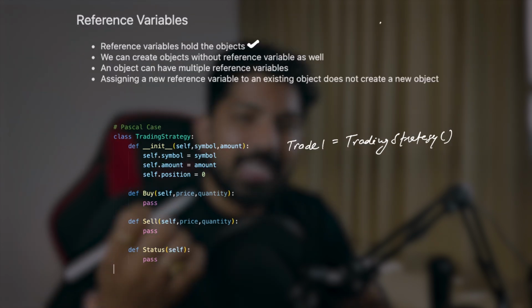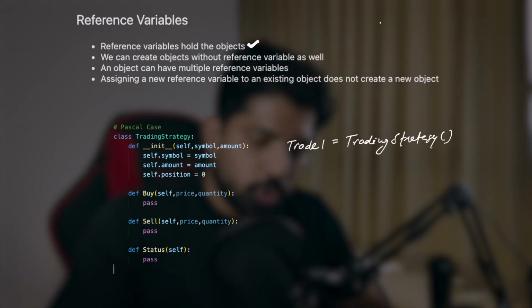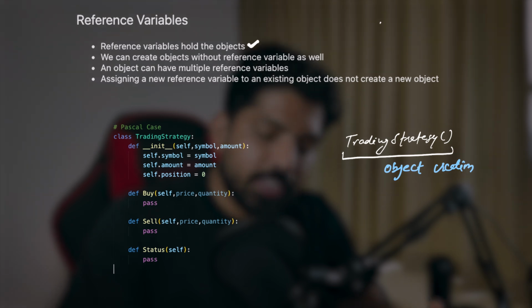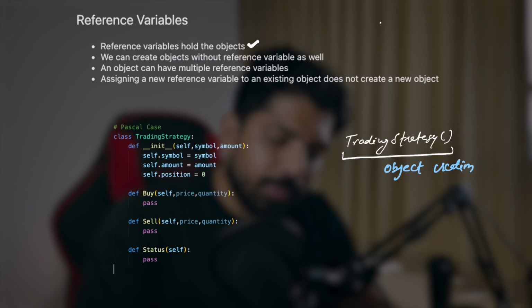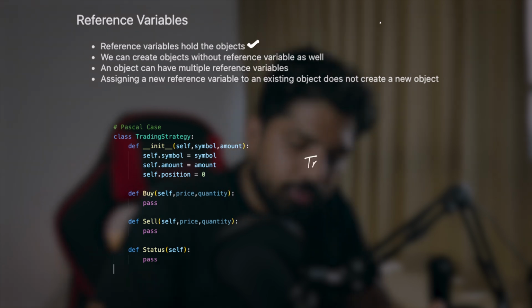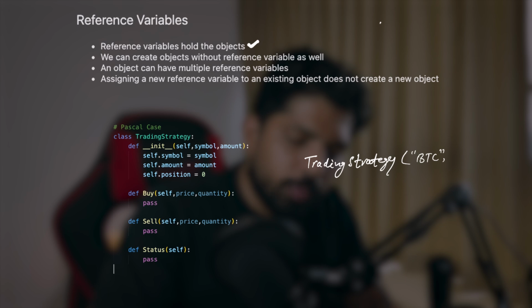So what is happening now? Try to understand. This is a very subtle concept. At this point, when we are writing this, an object is created. Object creation, right? So we can say that even if we don't use this trade1, the object is still created. Means if we just write TradingStrategy and parentheses, and inside that we pass the symbol and amount. Let me write it clearly. So I'll write TradingStrategy, and inside that we have symbol and amount. For example, symbol I will give BTC, and amount, let's say I give 1.2 BTC.